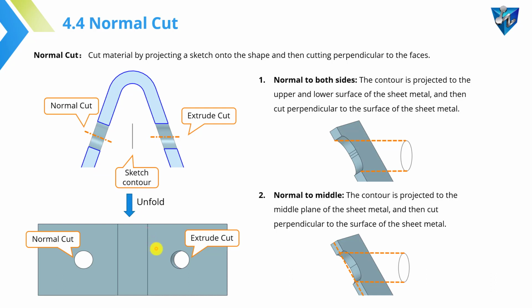Here you can see the hole is not perpendicular to the face, which will be a trouble in the laser cut process. So this is where we use the normal cut. It's different. Firstly, it will project the profile onto the shape. Then it will cut the material perpendicular to the faces, so that in the unfold result, it will always be perpendicular. Alright, now let's move over to ZW3D to check further about the edit tools.